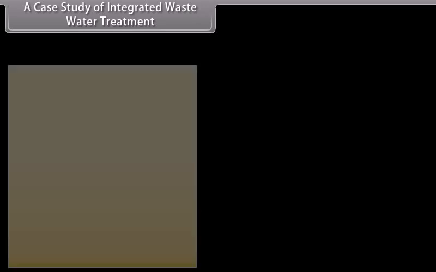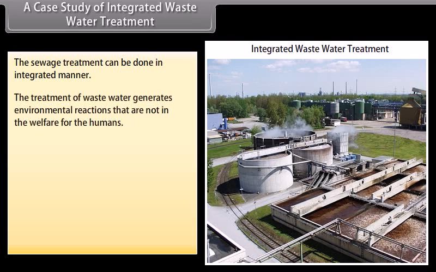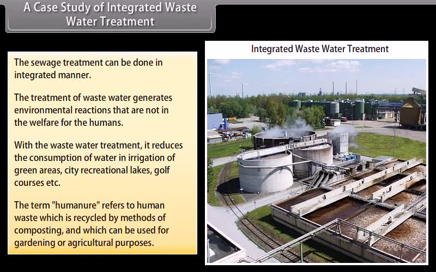A case study of integrated wastewater treatment. The sewage treatment can be done in an integrated manner. The treatment of wastewater generates environmental benefits for the welfare of humans. With wastewater treatment, it reduces the consumption of water in irrigation of green areas, city recreational lakes, golf courses, etc. The term human manure refers to human waste which is recycled by methods of composting and which can be used for gardening or agricultural purposes.